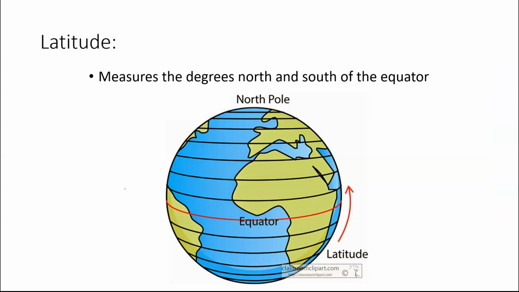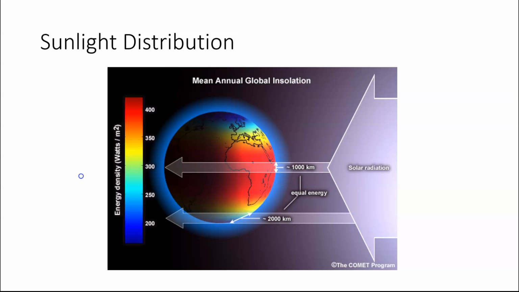Now, a reminder of what latitude means. Latitude is referring to the degrees north and south of the equator. So this is our equator right here, right? If we had like a little dot in the center and made angles, right? How many degrees north or south of that equator line are you? That's what that latitude is measuring. Now, that's important because it impacts the intensity of that incoming sunlight.